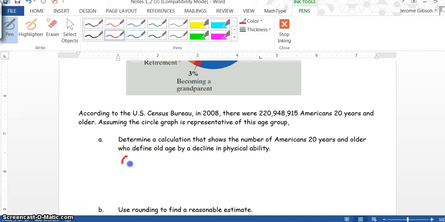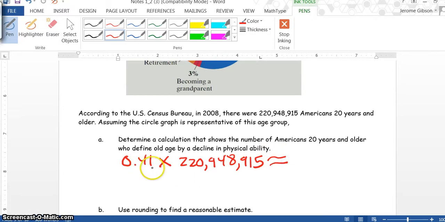So we would take 0.41 and multiply it by the amount of Americans 20 years and older, which is 220,948,915. Now, this would be a little bit more difficult to multiply without estimating if we were not using a calculator. So let's imagine we're not using a calculator and let's approximate.